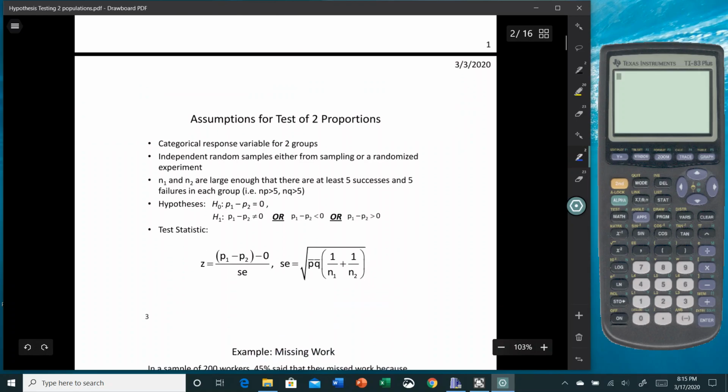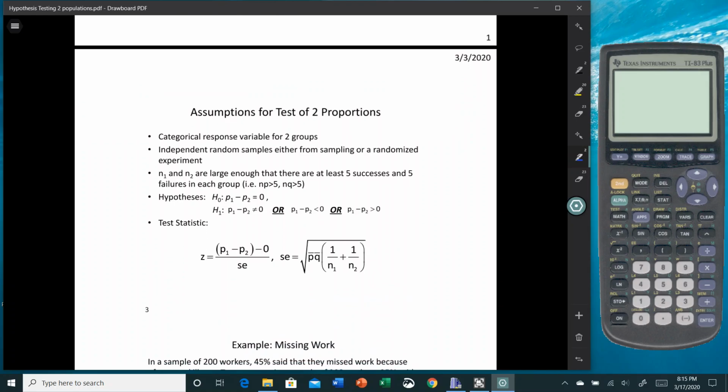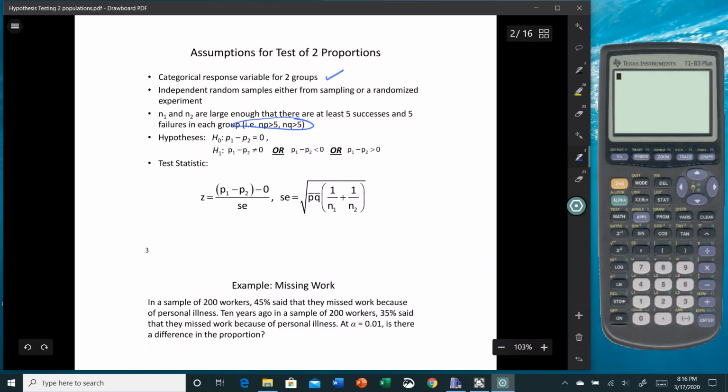two proportions. In terms of the assumptions here, we have a categorical response for two groups. These are independent random samples. The sample sizes are large enough so that we meet this criteria, that np and nq are both larger than 5. And the null hypothesis is always the difference is 0. That's the same as saying P1 is equal to P2. The proportion of interest for one population is the same as the proportion for the other population.